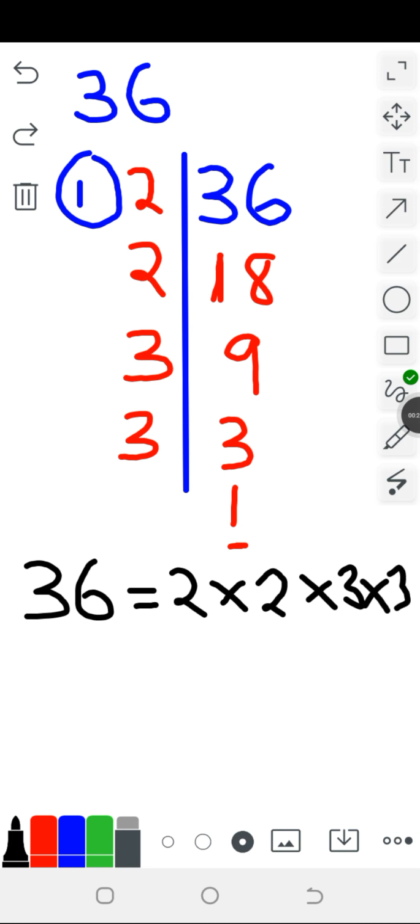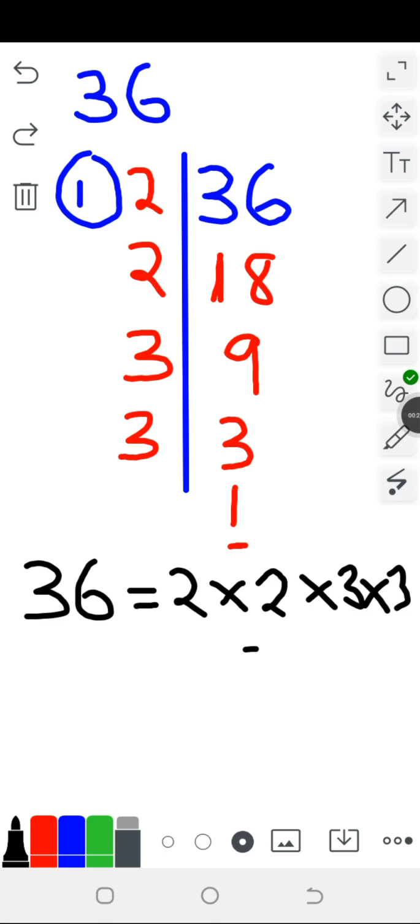So that means we've successfully broken down 36 into its prime factors, which are 2 times 2 times 3 times 3. Now if you multiply those prime factors together, you still eventually arrive at 36. Let's try that. 2 times 2 is 4. 4 times 3 is 12. And 12 times 3 is 36. That is the long division method to obtain the prime factors of 36.